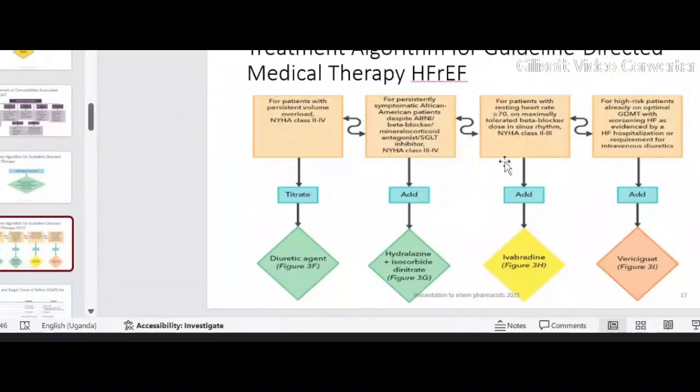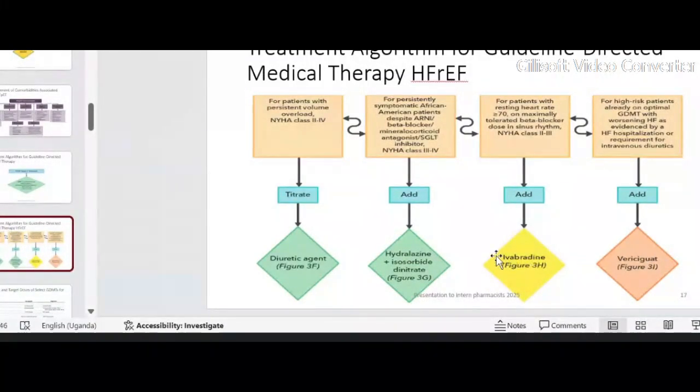Okay. If this patient has a heart rate that is more than 70, and they're already on a beta blocker, and they cannot tolerate a bigger dose, and they are in sinus rhythm, they're not having an arrhythmia, this patient can be given what we call ivabradine. It's a drug called ivabradine. And again, there's another drug called vericiguat. Patients are already on GDMT, guideline directed medical therapy, but they keep coming back to the hospital all the time. We can give them vericiguat.